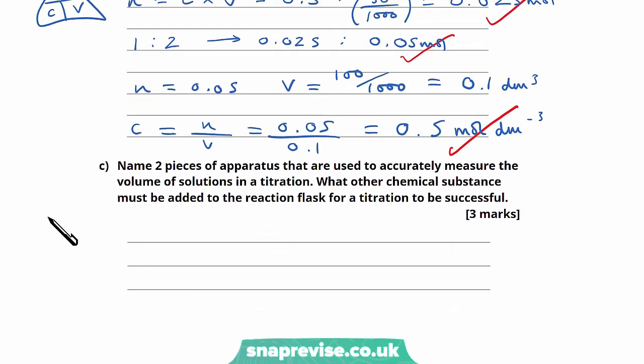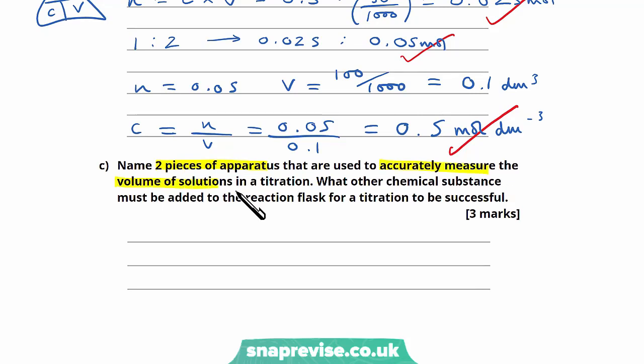Part C, the last part of our question, asks us to name 2 pieces of apparatus that are used to accurately measure the volume of solutions in a titration. And we're asked what other chemical substance must be added to the reaction flask for a titration to be successful. So if we deal with the first part of the question, to name 2 pieces of apparatus that are used to accurately measure the volume of solution in a titration.